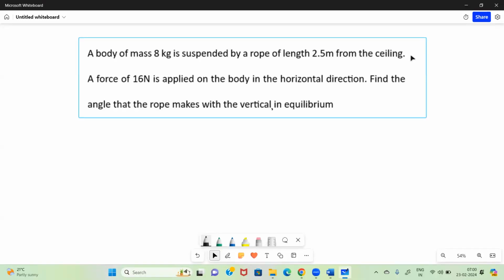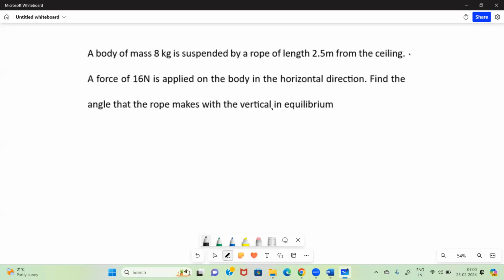Good morning, students. Let us look into this question now. A body of mass 8 kg is suspended by a rope of length 2.5 meters from the ceiling. So let's say this is the ceiling, and through a rope whose length is 2.5 meters, there is a mass attached, which is 8 kg.